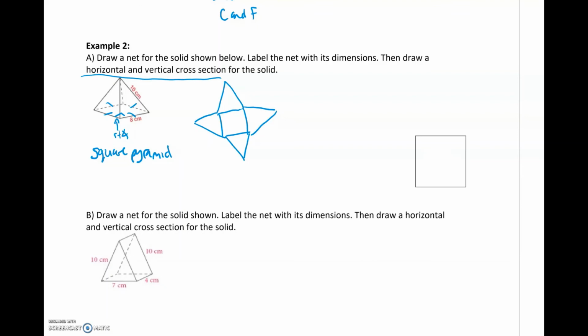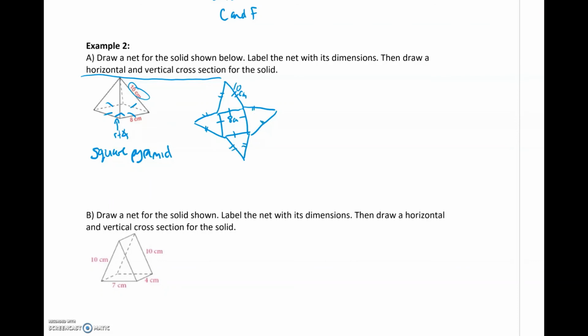That's important because we want to make sure our sides will match up, and we know what the lengths would be. So each of these 4 congruent sides of the square are 8 centimeters. And then each of these slanted edges going down the side of the triangular faces are 10 centimeters. And you don't have to write 10 every time. You can just use these congruent marks. And there's my net.